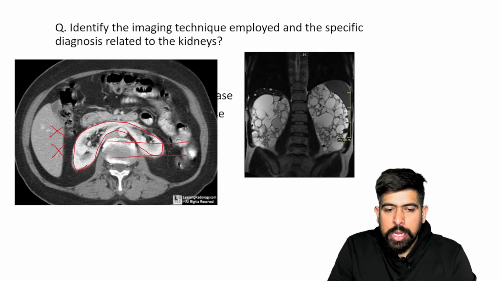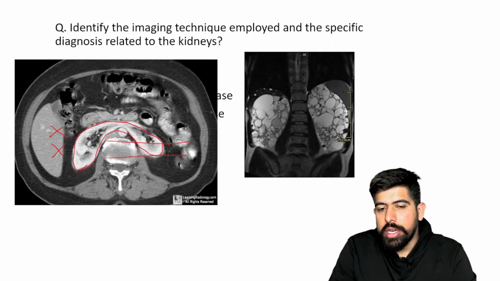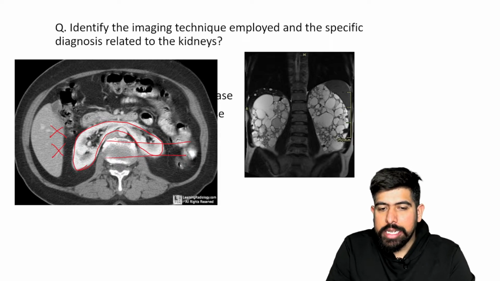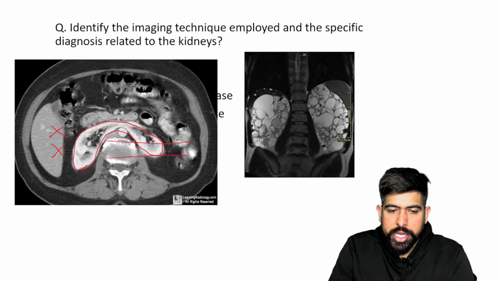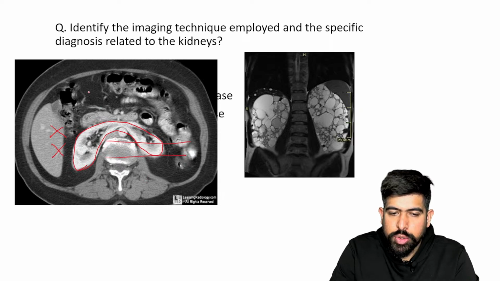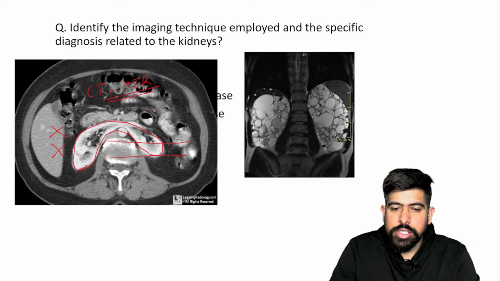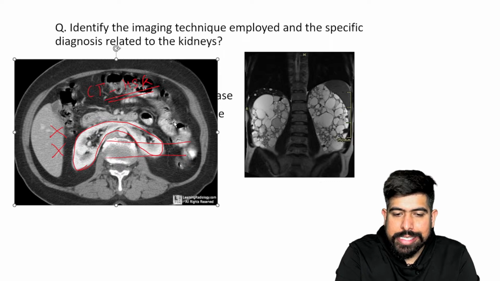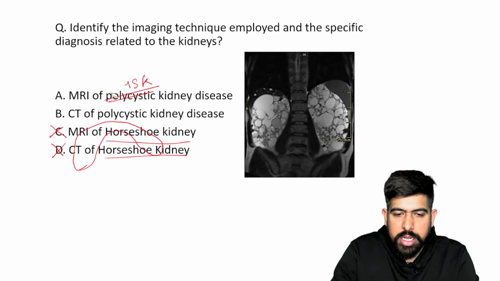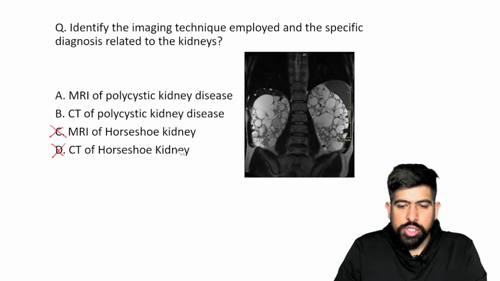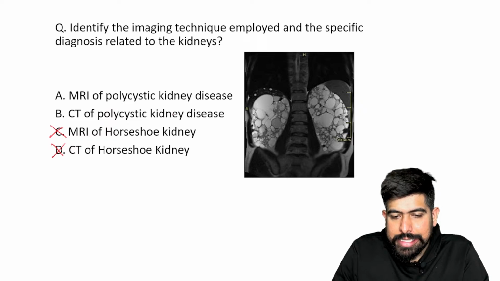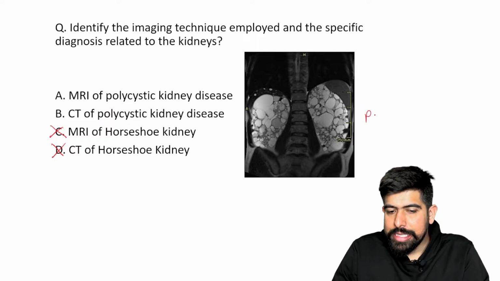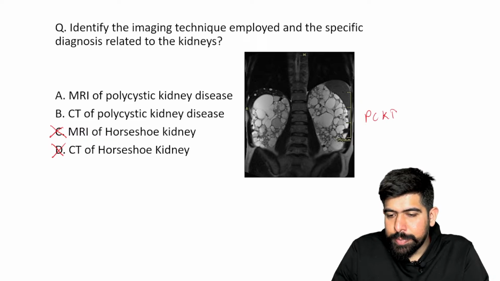Now, I agree with you, but the option which is getting confused here, sir, is it the CT scan or is it the MRI? So this is what I'm showing you here about the horseshoe kidney. This is the CT scan of horseshoe kidney. Okay, I'm removing it, just wait for me. I'm erasing it. So this is not the horseshoe kidney. I agree with you. So what is the answer? The answer is, sir, polycystic kidney disease, PCKD.